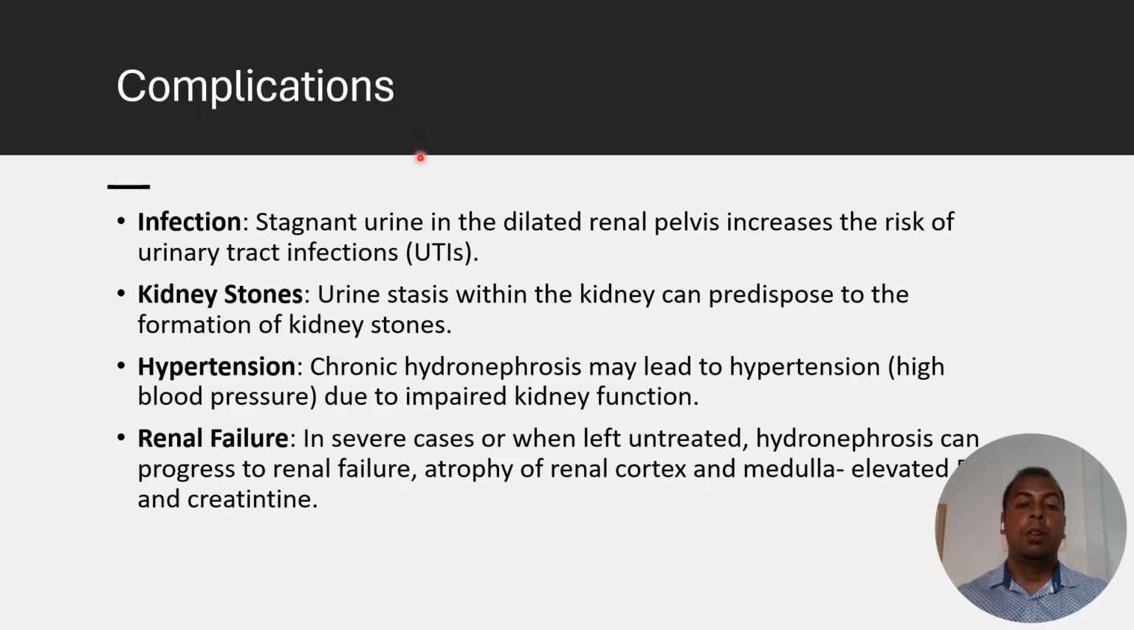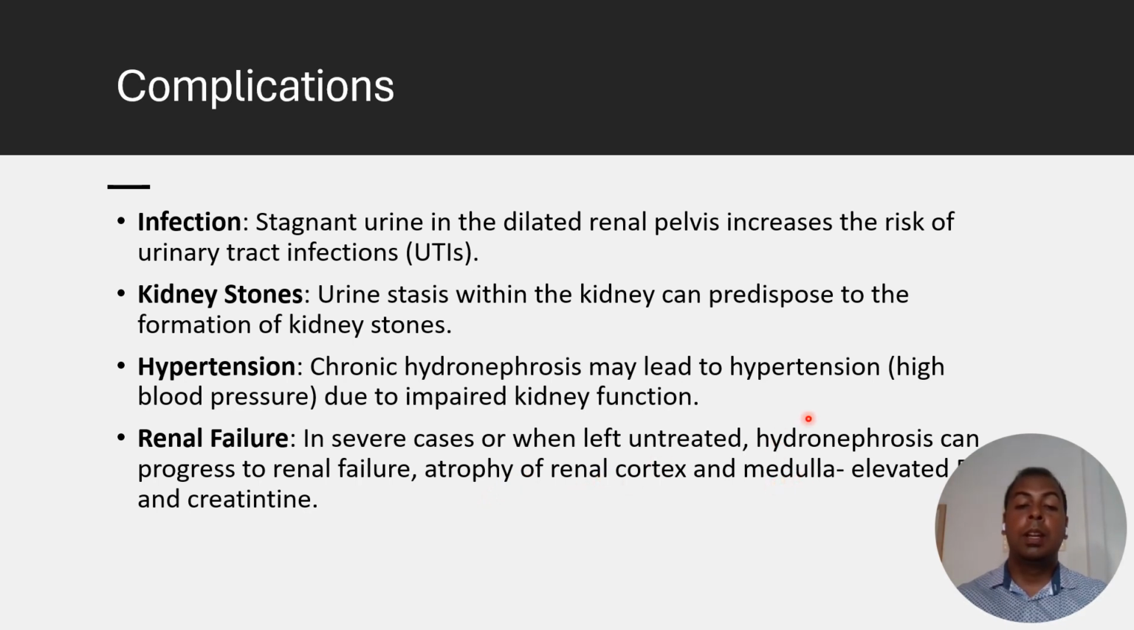All right, the complications of hydronephrosis, like I said, include infection as a result of stasis of urine. Kidney stones are also a complication, especially in very long-standing hydronephrosis. Hypertension is another complication, because if patients have impaired kidney function and decreased GFR, that could lead to activation of the renin-angiotensin-aldosterone system and lead to chronic hypertension. It could lead to renal failure too. If untreated, hydronephrosis could progress to renal failure and atrophy of the renal cortex and medulla.